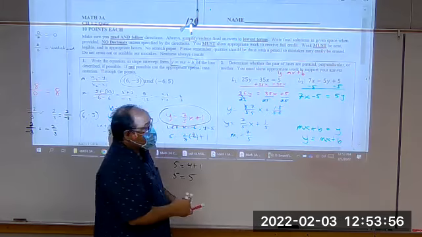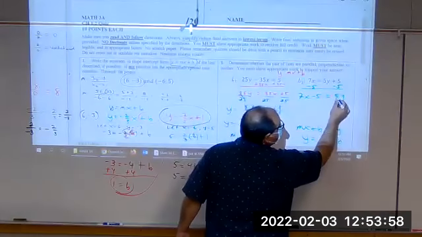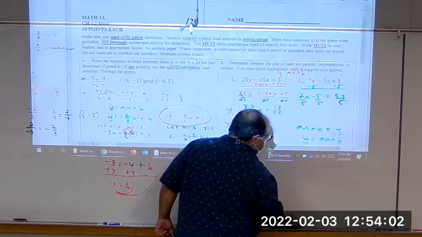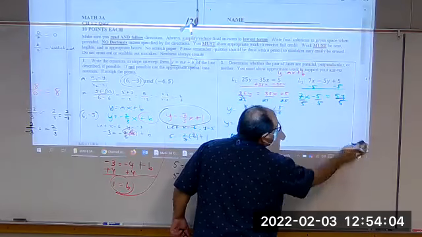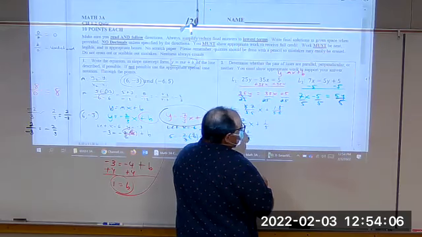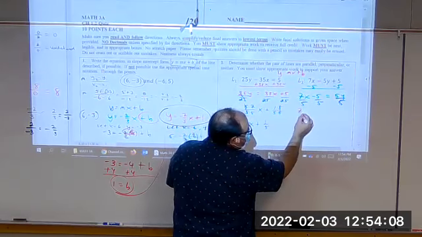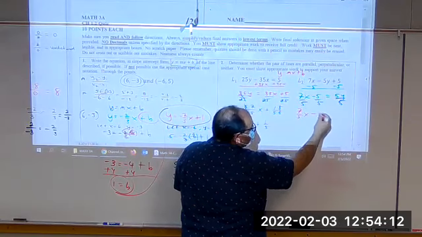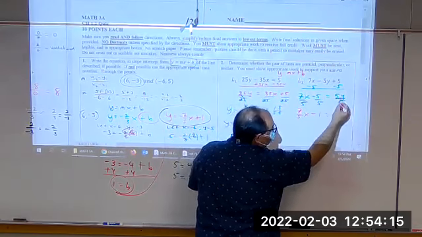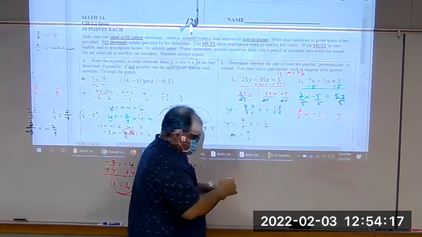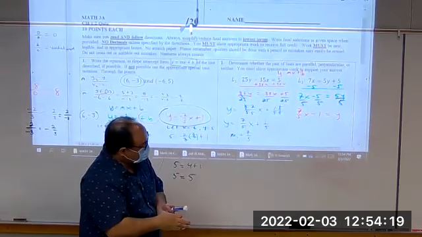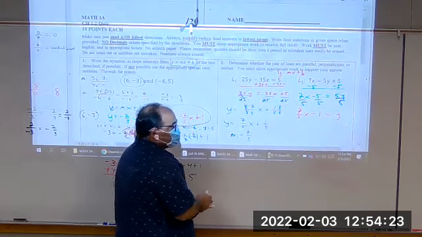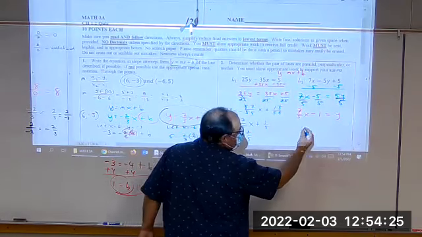To get y by itself, divide by 5. Everybody gets divided by 5. So we now have 7 over 5x minus 1 equals y. And again, because it's written backwards, if that bothers you, then trade places.